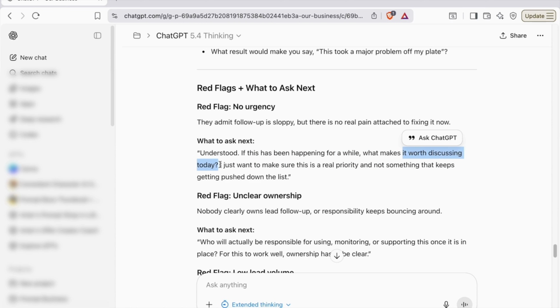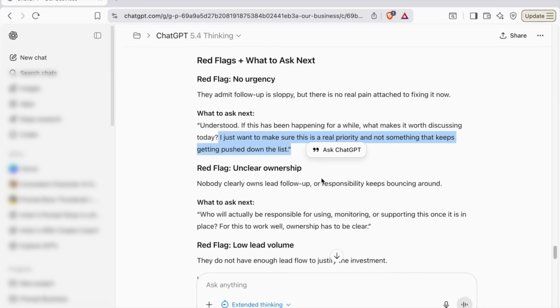And so I just want to make sure this is a real priority and not something that keeps getting pushed down the list. And of course, if you think this last sentence is too direct, you can come back and say, hey, make this a little softer, not so direct, tailored to your own style.